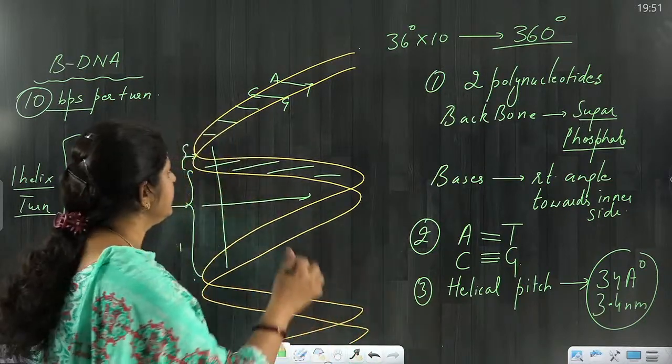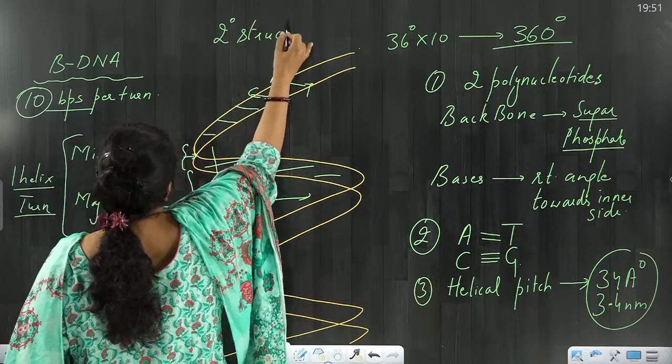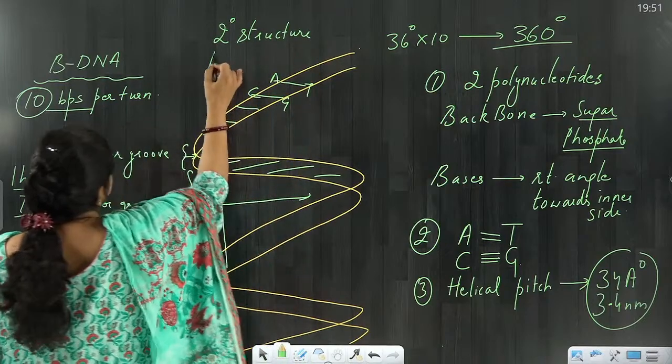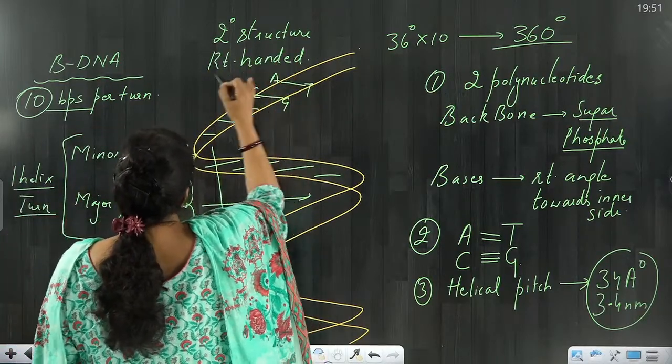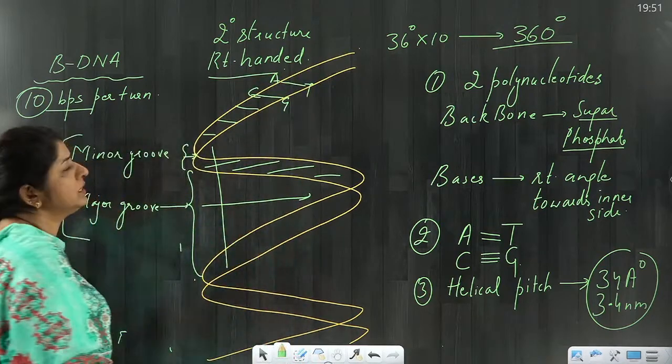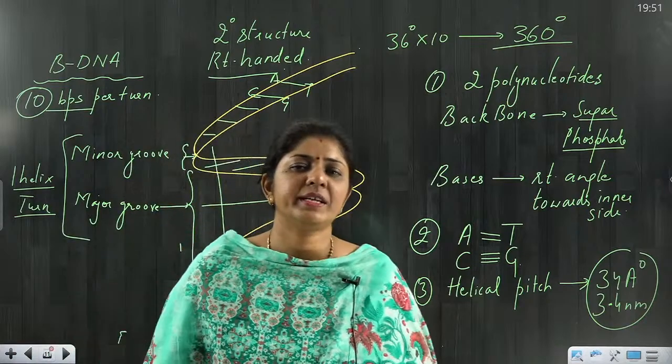And this hydrogen bonding is an additional thing which is giving stability to this structure. And this structure is what structure? Secondary structure. And this is a right-handed coiled structure, meaning it is going to turn towards the right side.